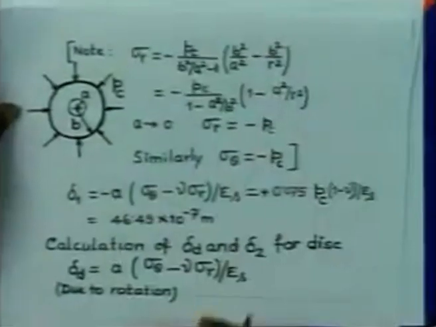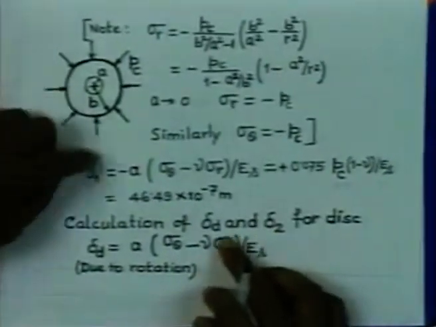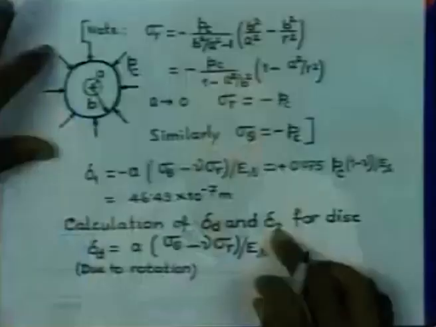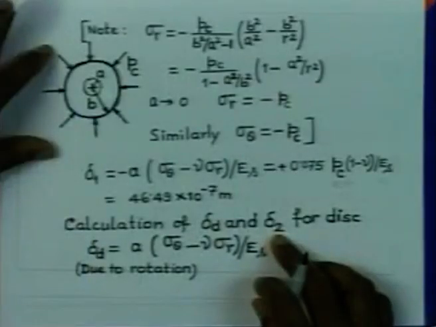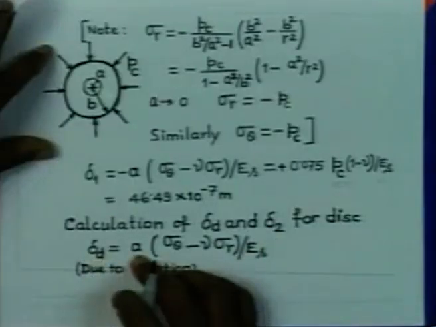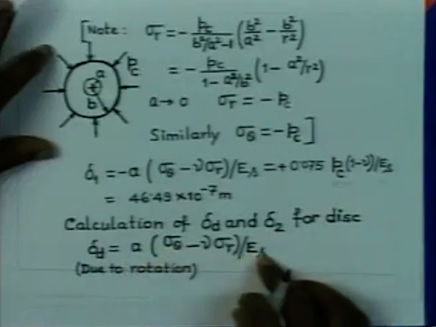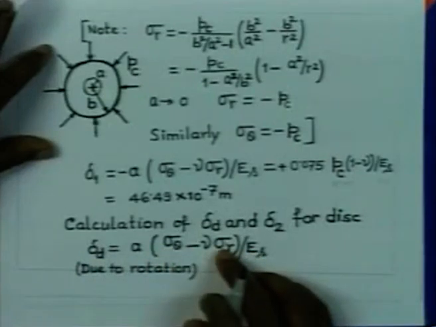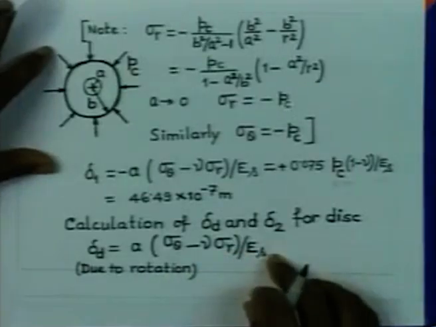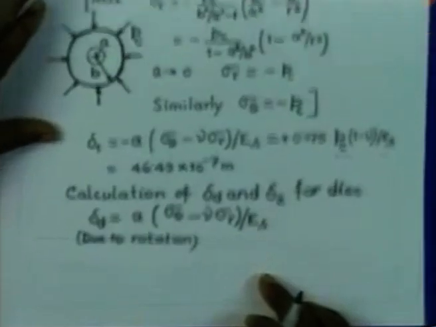We have to calculate now the changes in the inner radius of the disc due to rotation and also delta 2 of the disc under pressure Pc. So, delta D due to rotation is nothing but A into the strain in the circumferential direction, which is nothing but (sigma theta minus nu sigma r) in whole divided by Es. So, the modulus is the same as that of the shaft. So, we have kept it as it is.